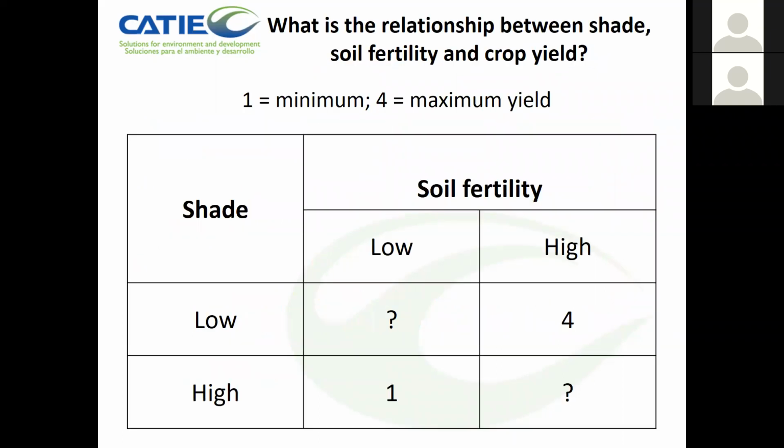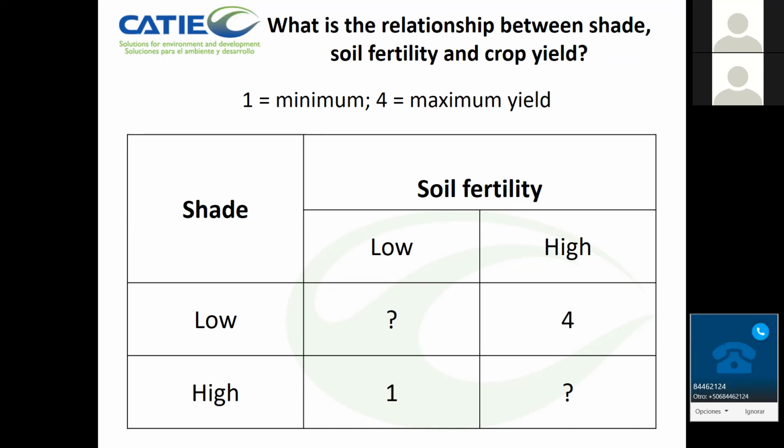I always ask these questions to farmers and also to agronomists, asking them to fill this 2x2 table, looking at the relationship between shade and soil fertility. It's very easy to determine where to put the number 1 and number 4. We just say you have a high soil fertility, number 4 will be maximum yield, coffee yield or cocoa yields, the minimum will be 1.